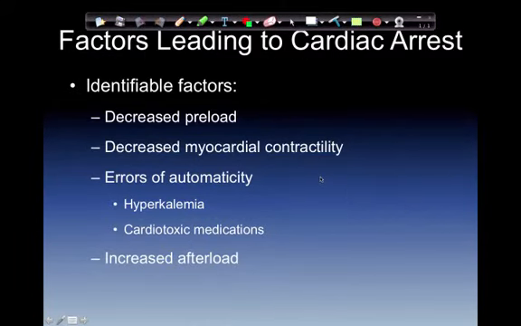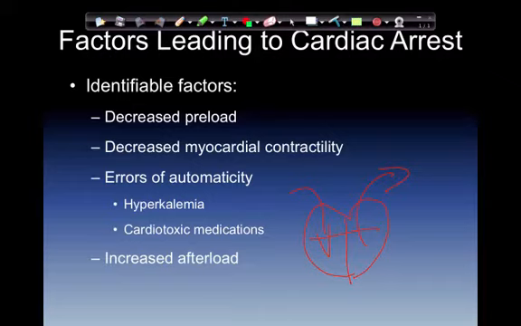Factors leading to cardiac arrest. Identifiable factors. Decrease the preload and you're going to decrease cardiac output. Very simply, if I decrease the amount of blood coming into the right side, then my output is also going to be decreased. Things like hypovolemia, inadequate pump, right-sided failure, all could decrease, or right-sided failure would actually increase the amount of preload. You could cause congestion, but decreased preload is an identifiable factor in cardiac arrest.